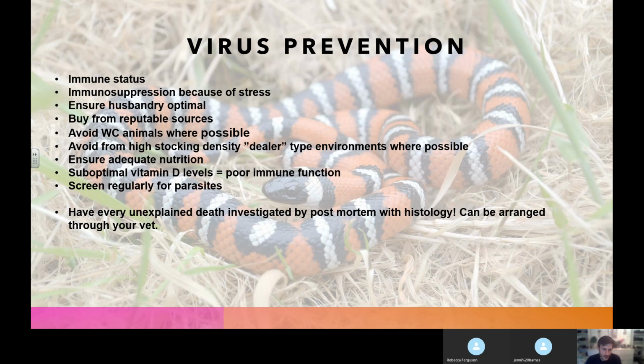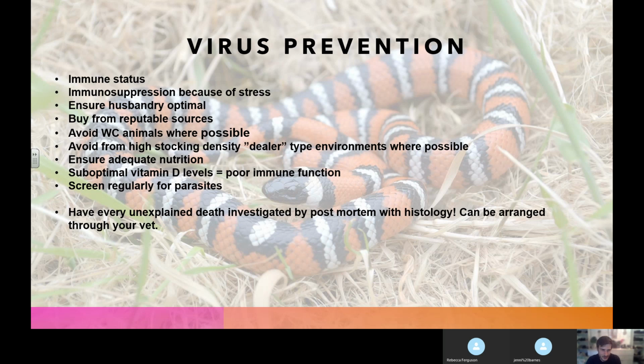And so ensuring your husbandry is optimal matters. Suboptimal vitamin D levels, for example, and this is obviously a very contentious, popular subject at the moment, but certain species are often not provided with UV, and we know that animals with suboptimal vitamin D levels can have poor immune function and may be more predisposed to developing diseases. So do consider providing the best possible care that you can for your animals, particularly things like leopard geckos and crested geckos. I really think we're at a point now where we can say those animals need UV.